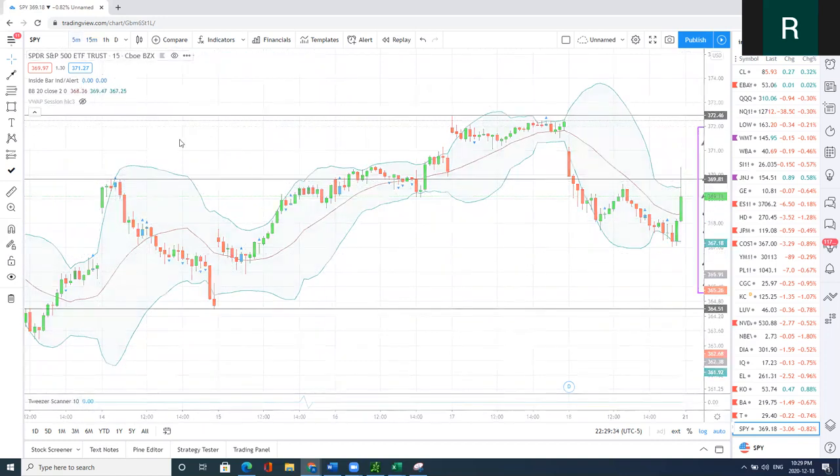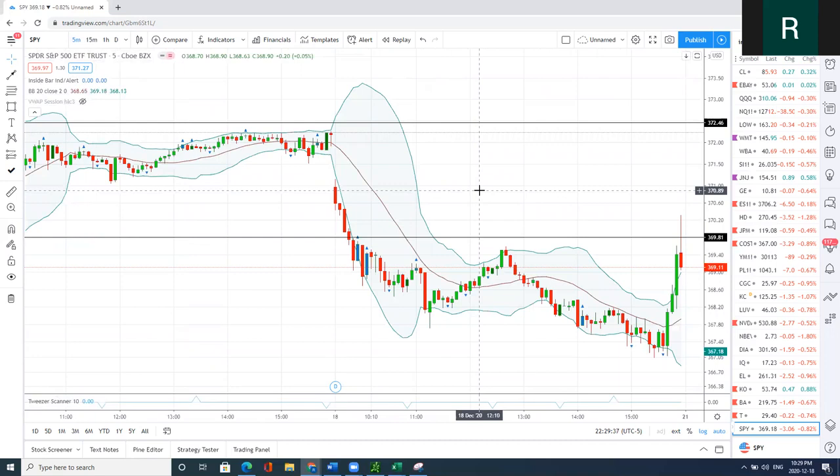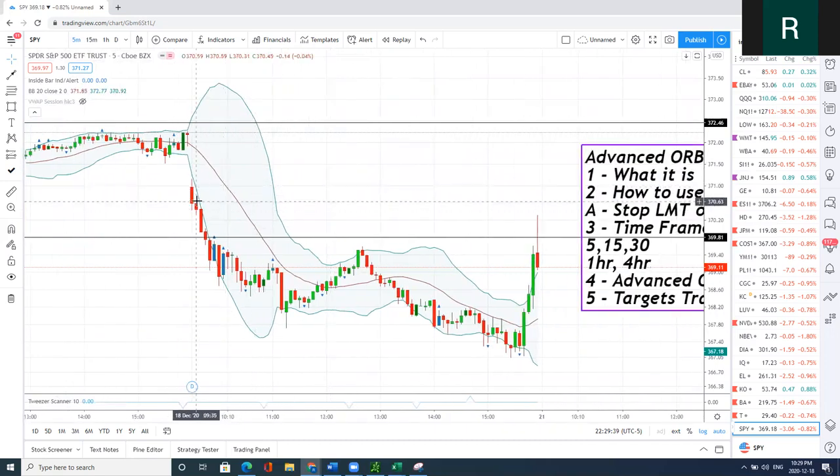So the lower time frame you go, the more explosive the ORB can be because you're getting in at the peak of the move, right? And in this case, sometimes the first candle will be the high of the day or the low of the day. And in this case, it's the high. So that could be very, very powerful.